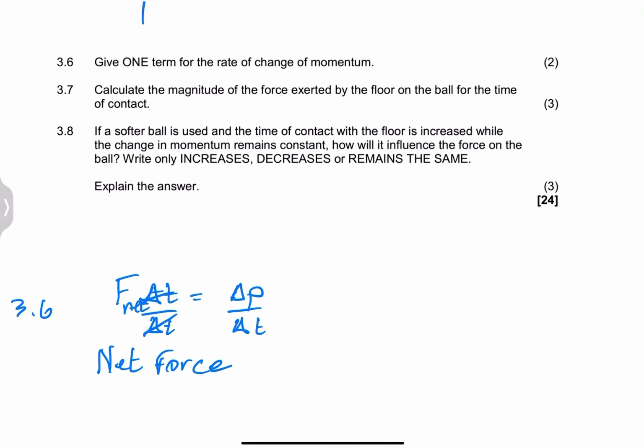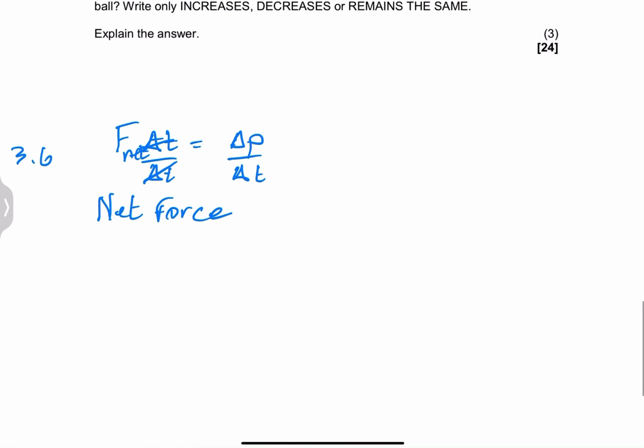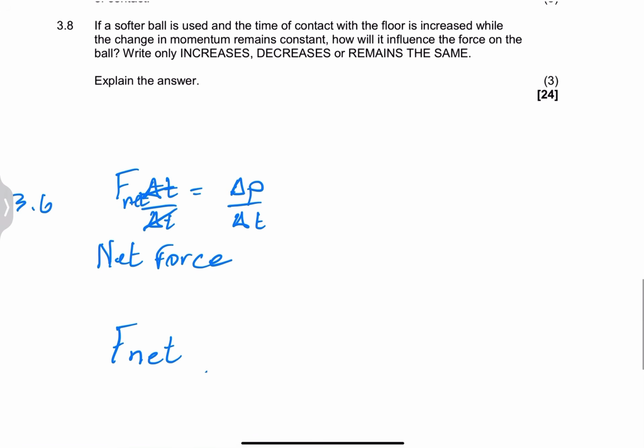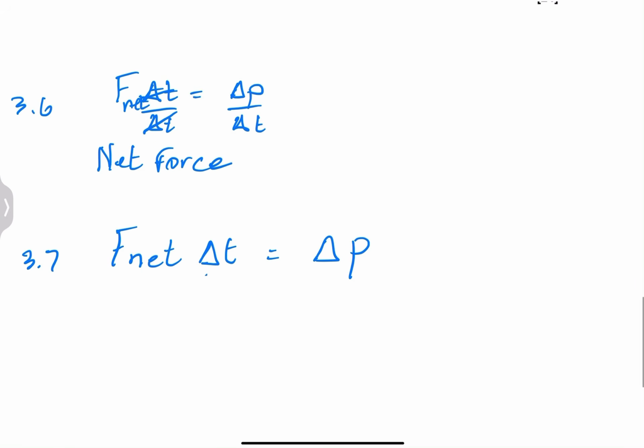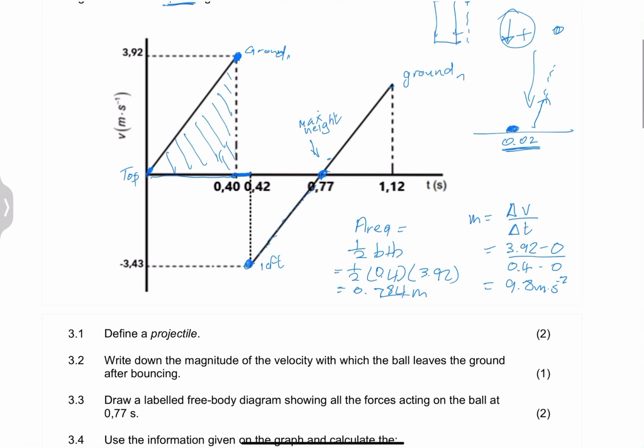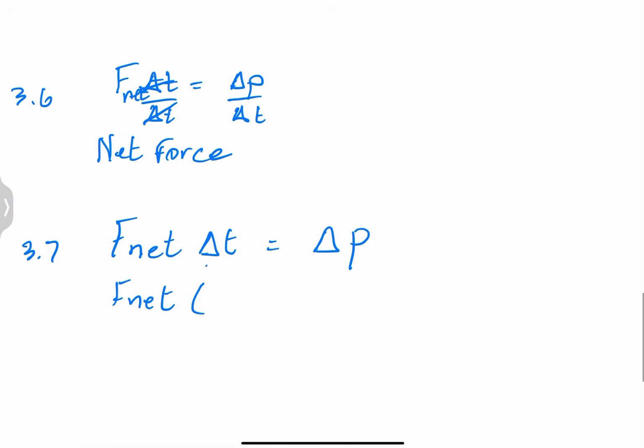Right, now let's consider the next one. They say calculate the magnitude of the force exerted by the floor on the ball for the time of contact. Now we're going to use exactly that. So we're looking for the force multiplied by the change in time, which is equal to change in momentum, right? So now we're looking for the net force. What is our change in time? Now remember, the time of contact, in this case, it's between 0.4 and 0.42, which was 0.02.